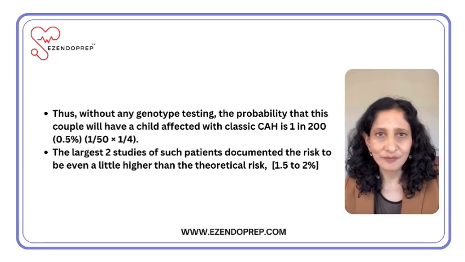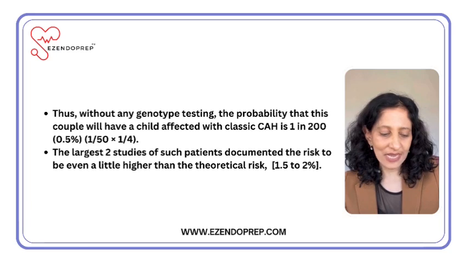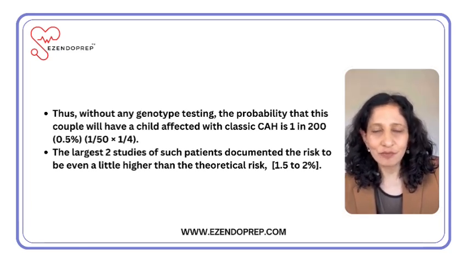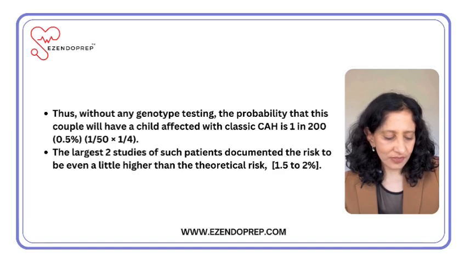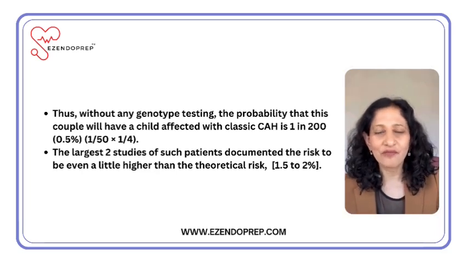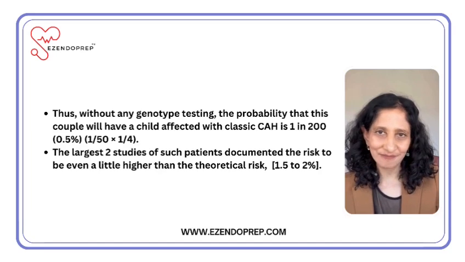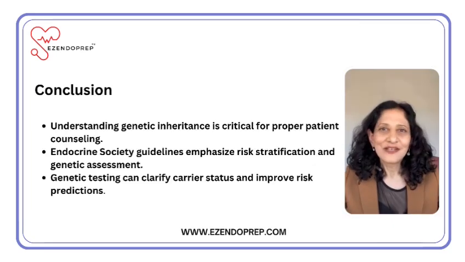So 1 in 4. Now, remember, we said that the frequency of classic CAH alleles is approximately 2%, or 1 in 50. So without any genotype testing, the probability that this couple will have a child affected with classic CAH is 1 in 50 multiplied by 1 in 4, which is 1 in 200, or 0.5%. The answer is 0.5%. So there you go.